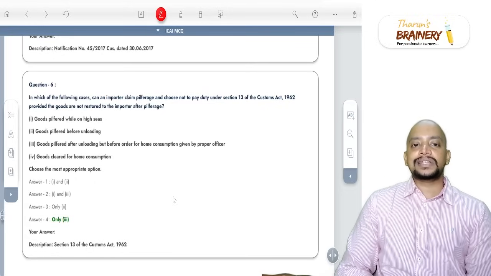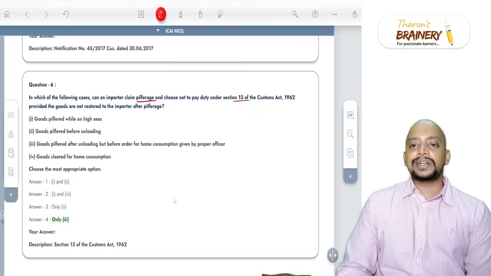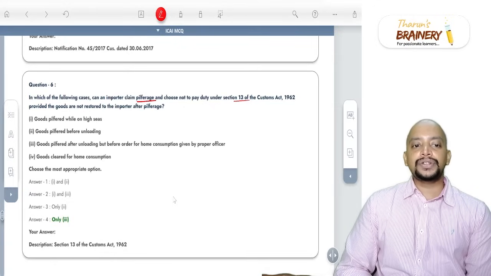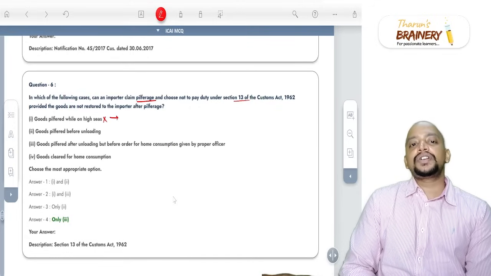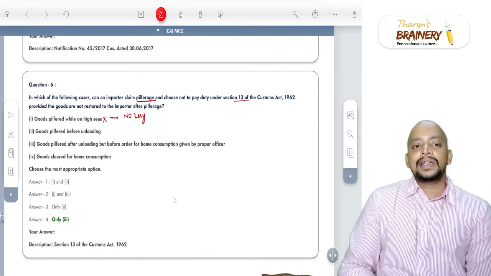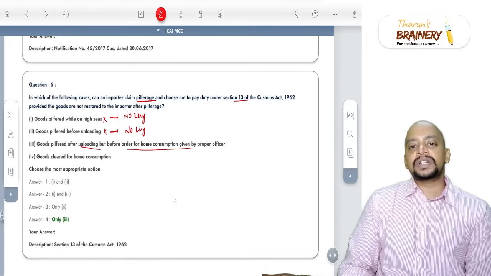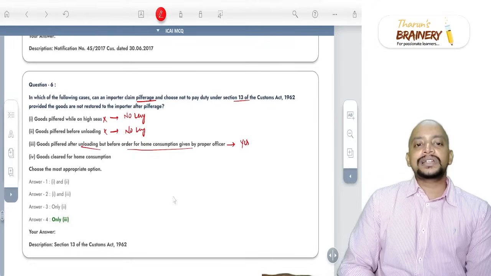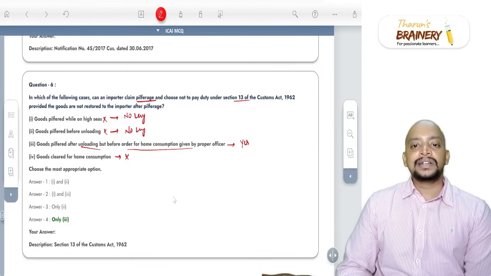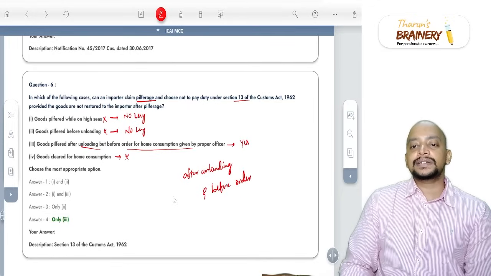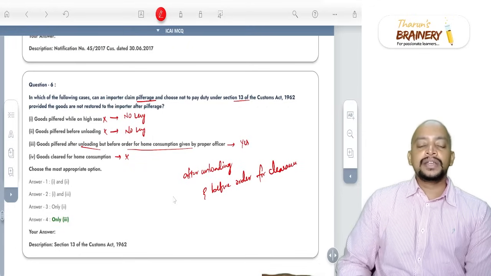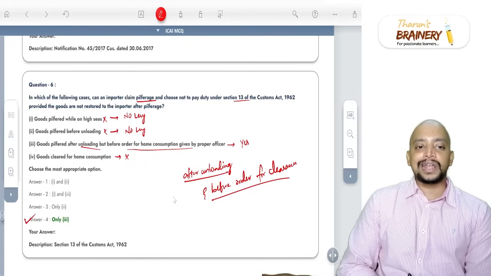Then question number 6. In which of the following cases can an importer claim pilferage and choose not to pay duty under section 13, provided the goods are not restored to the importer? When the goods are pilfered while on high seas, no. First, there is no levy. When it is pilfered during high seas, means before import, there is no levy. Goods pilfered before unloading, there is no levy. Goods pilfered after unloading, but the order for home consumption is passed by the proper officer. No, we cannot. After clearance. So pilferage should have happened after unloading and before order for clearance. So then only we will get the benefit. So only in the third case.